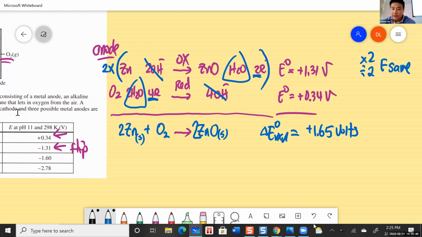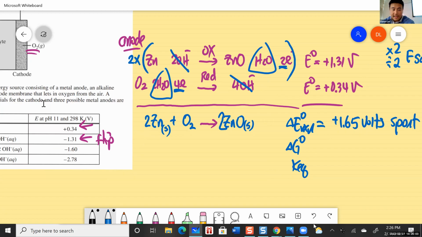I just found out the delta E for this reaction. It is spontaneous, of course. If I know this, I can find delta G. I can find the equilibrium constant if we want. We already did that, okay? So that's the reaction. This is the overall reaction.